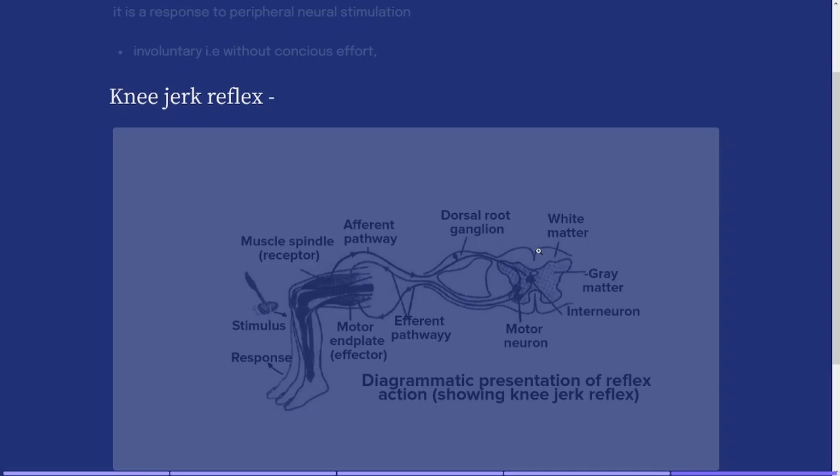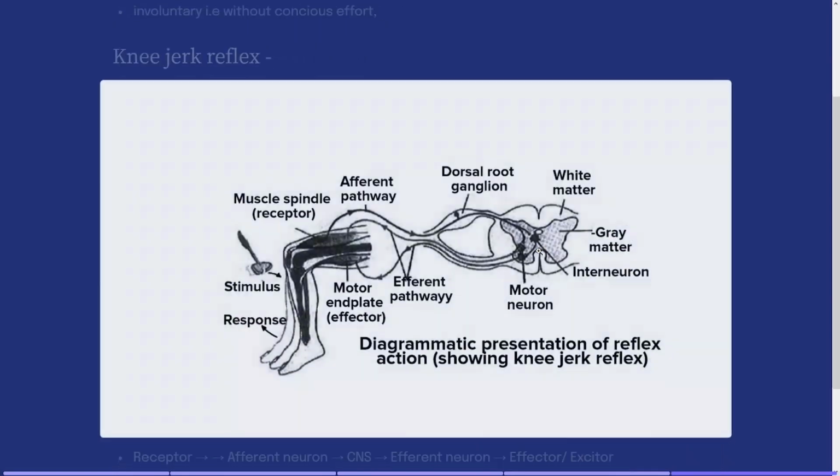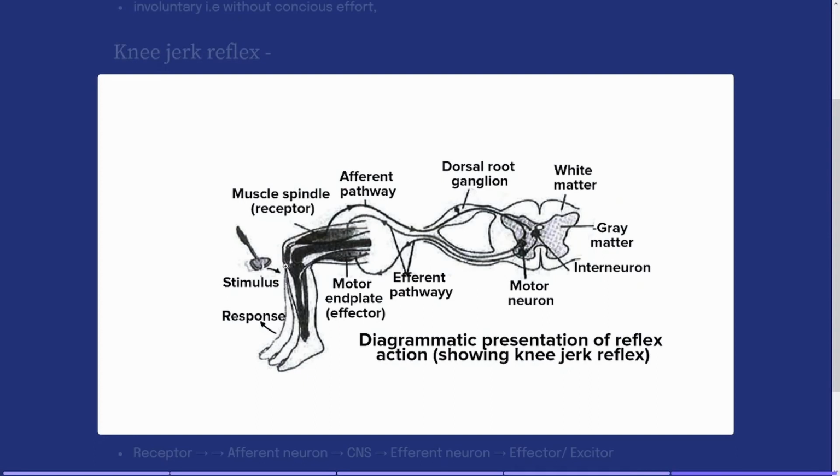Let us see how the knee-jerk reflex works using this NCERT diagram. When a stimulus is applied below the patella in the receptor muscle, it causes a nerve impulse to flow through the afferent pathway to the dorsal root ganglion. This then relays the nerve impulse to the motor neuron, which then relays the nerve impulse to the efferent pathway and to the effector muscle. One thing that you need to keep in mind is, although the NCERT has marked interneuron over here, the interneuron doesn't take part in knee-jerk reflex. The nerve signal passes from dorsal root ganglia to the motor neuron and then the efferent pathway.